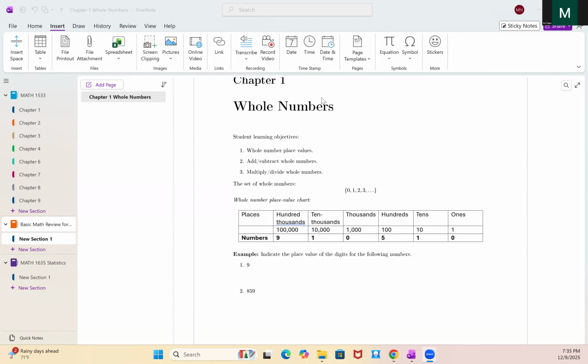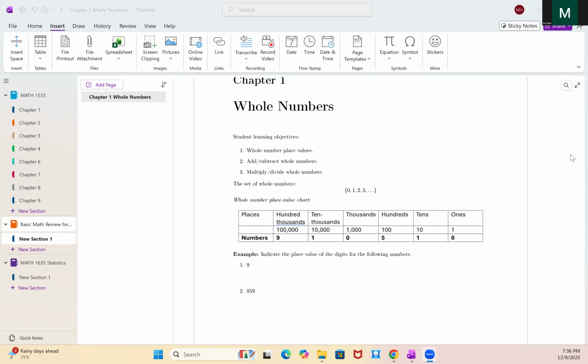Okay, so for this chapter, the student learning objectives are, we're going to look at whole number place values. We're also going to look at adding or subtracting whole numbers, and multiplying and dividing whole numbers. The set of whole numbers are the numbers 0, 1, 2, 3, 4, 5. This means it continues. And so we have a partial table for whole number place values.